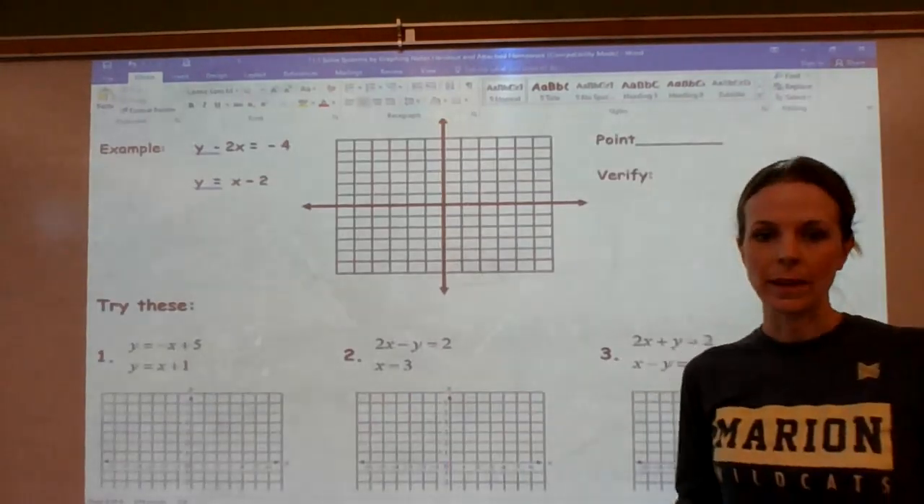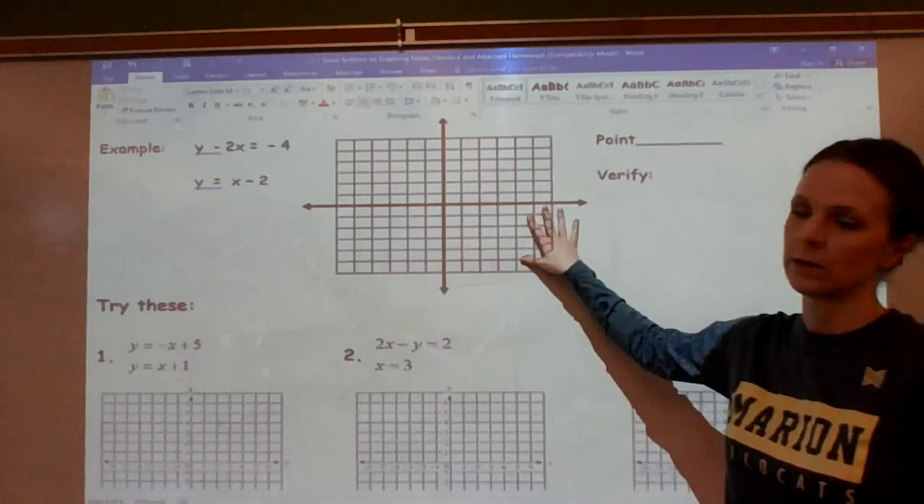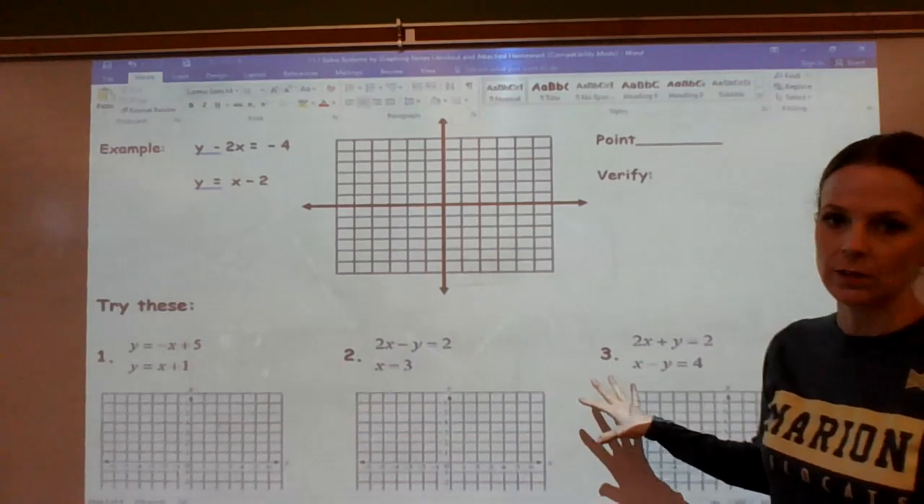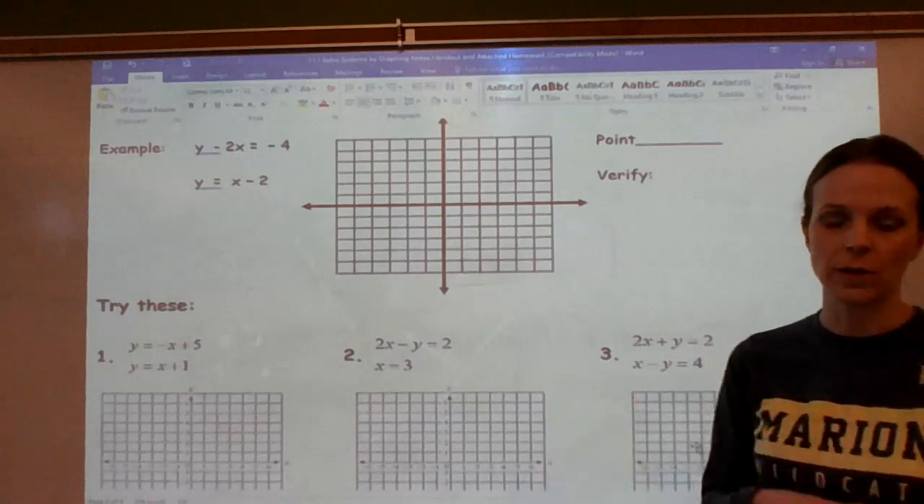All right, let's try one more example. Then you can try these 3 on your own if you'd like. If you feel like you got it, then you can move on to the homework assignment.